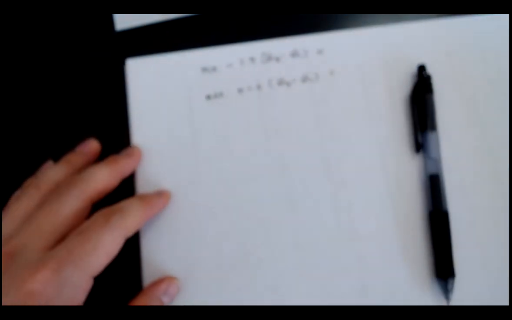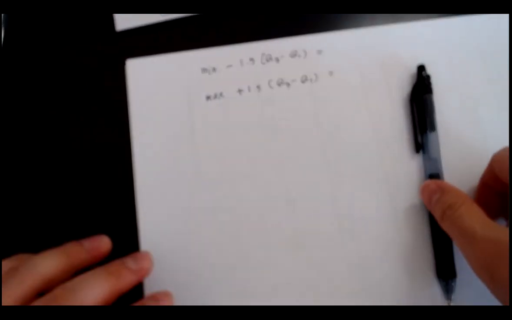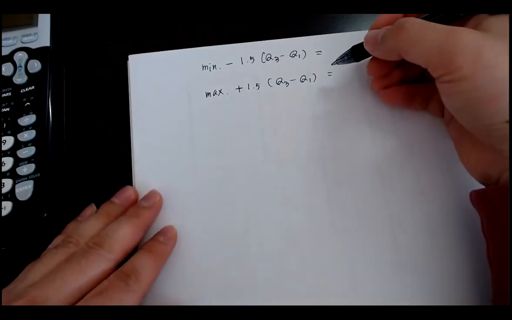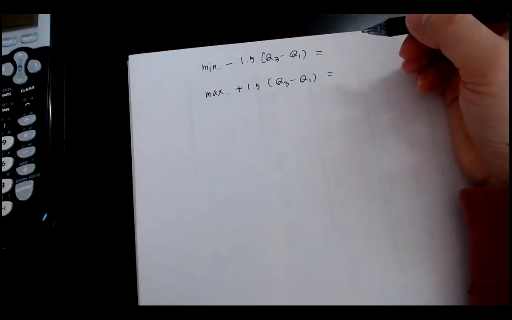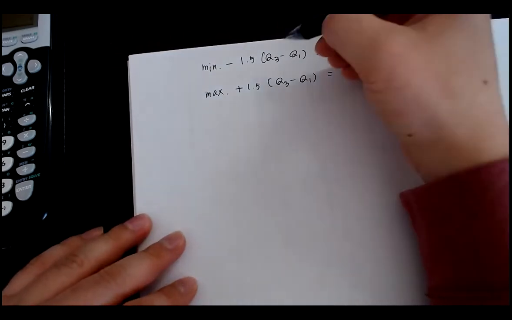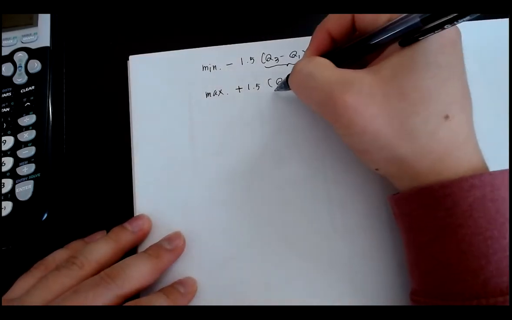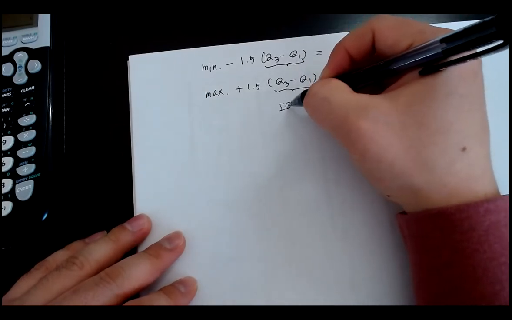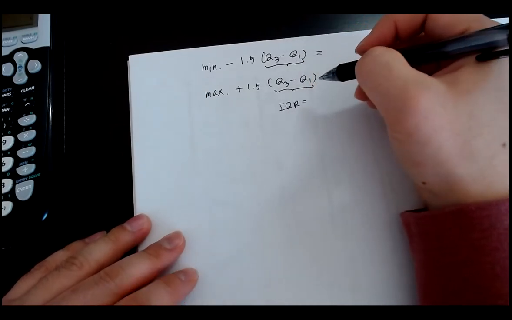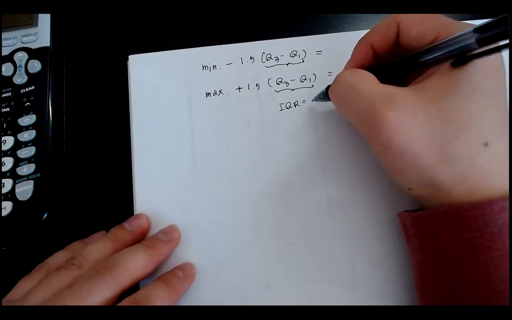Oh, it's out of focus. Give me a second. So Q3 minus Q1 is what? 56 minus 51, which is 5, right? So IQR is this one here, the interquartile range. So here IQR is 56 minus 51, which is 5, right?